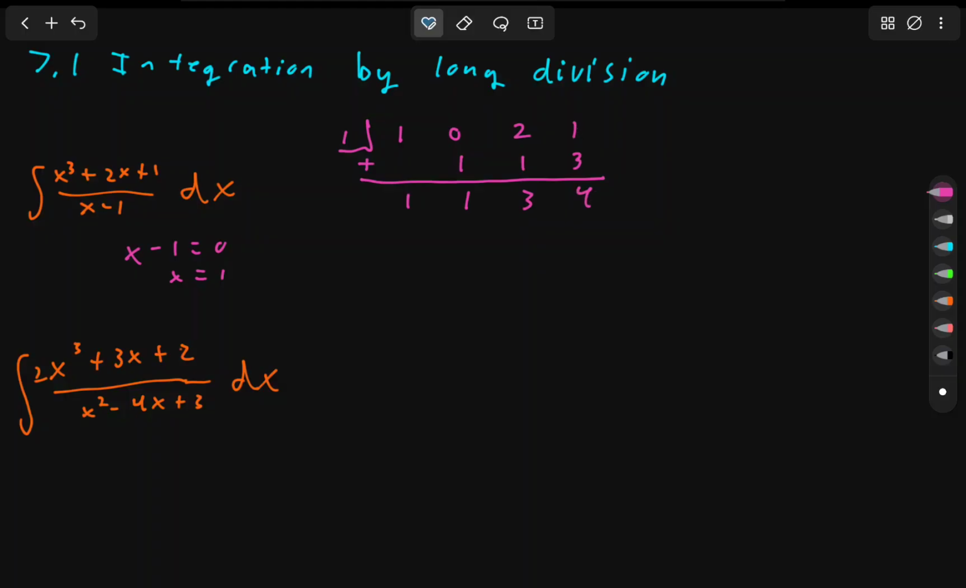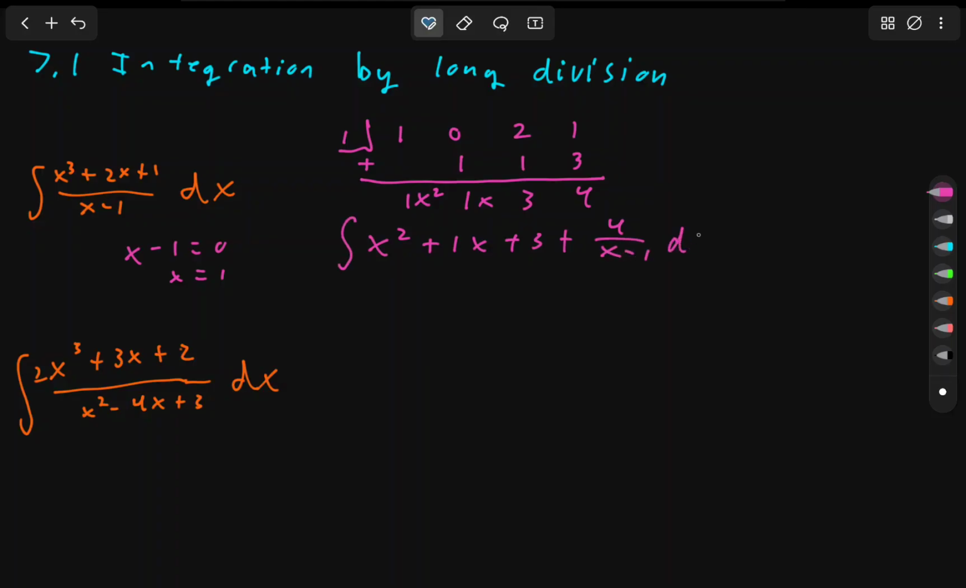Now you might be asking, what do these numbers mean? These are our coefficients for x values. So this is really x squared, this is x, this is just the constant at the end. And this 4 is actually just going to be the remainder. So this has become the function x squared plus 1x plus 3 plus 4 divided by x minus 1.